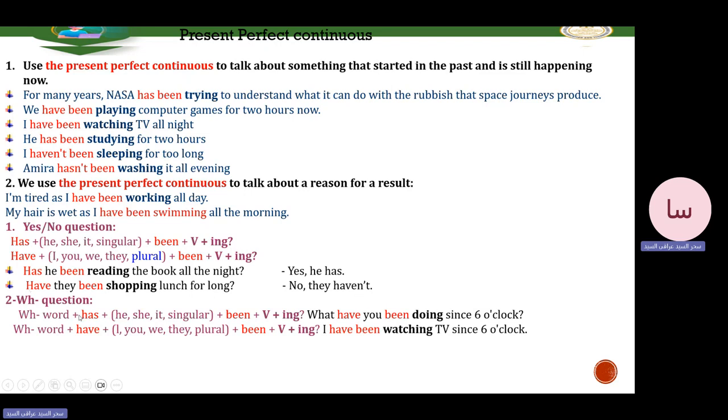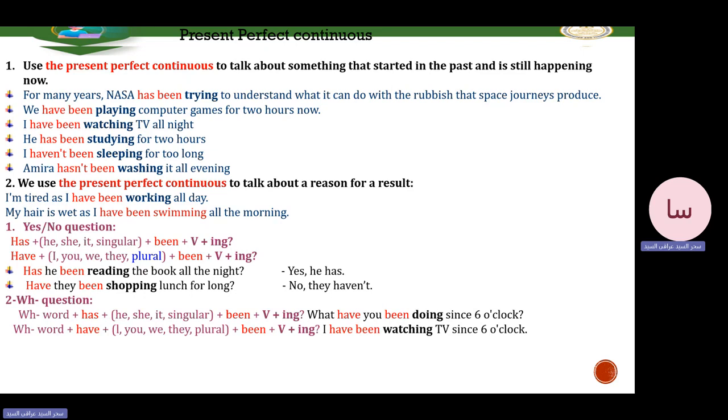What about WH questions? Look at this example. What have you been doing since 6 o'clock? Up till now, what have you been doing? I have been watching TV since 6 o'clock up till now. So, if we want to make questions using present perfect continuous, we should use have or has plus the subject plus been plus the verb plus ing.